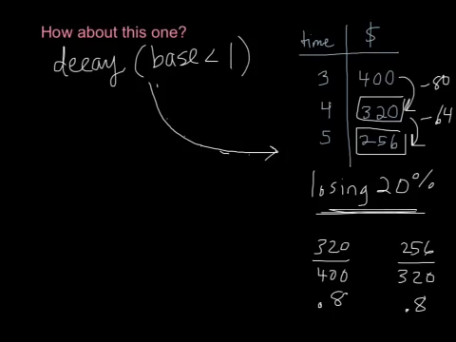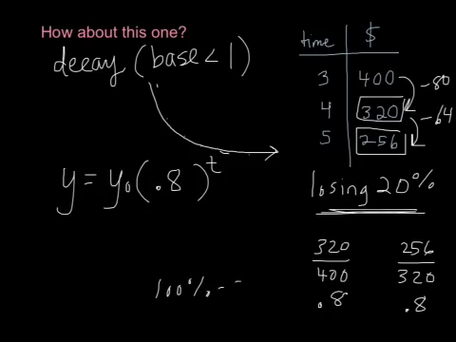So this loss of 20%, as we write this model, the money, or the value, maybe we use V instead of Y, whatever strikes your fancy. I would have to know the initial amount. Then I'm going to multiply by 0.8 to the t, because that base is less than 1. We've lost, but we haven't lost all of it. The amount of loss is 20%, and 100% minus 20% leaves us with that 80%, and that is also calculated here.